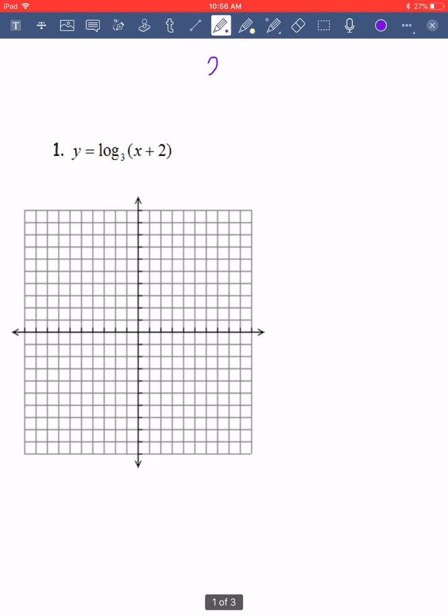So my base is 3. It's being raised to the y power, and that equals x plus 2. Okay, my next step, because I'm going to be plugging in y values to solve for x, I need to get x alone. I need to get this equation in x equals form. So I'm going to subtract 2. So my equation is x equals 3 to the y power minus 2.